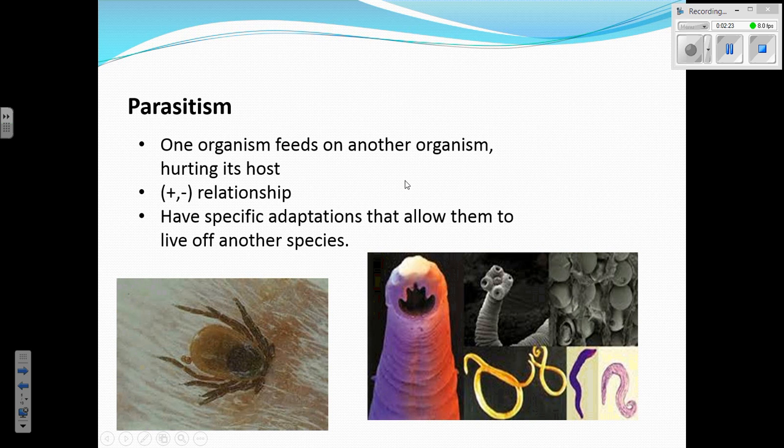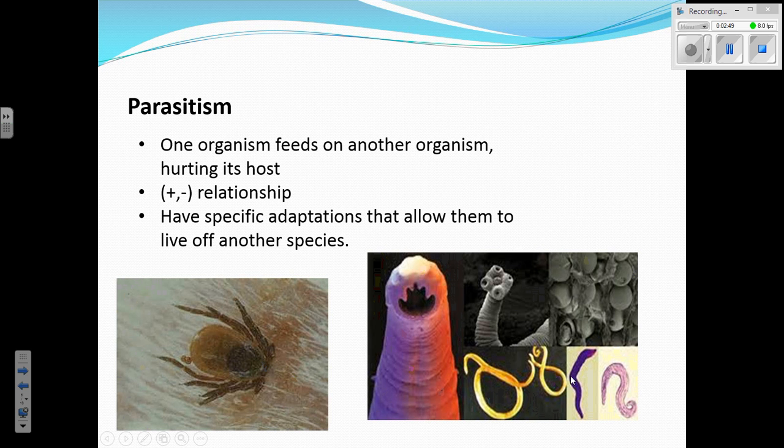These parasites have specific adaptations that allow them to live off another species. Some really common parasites are the tick. You probably either had a tick or know somebody that had a tick or your pet has had a tick. They live off their host organism. They just need to bite on and they get really big and they feed off the blood of their host organism. And then there's worms.